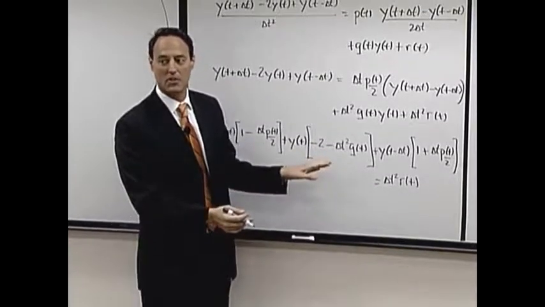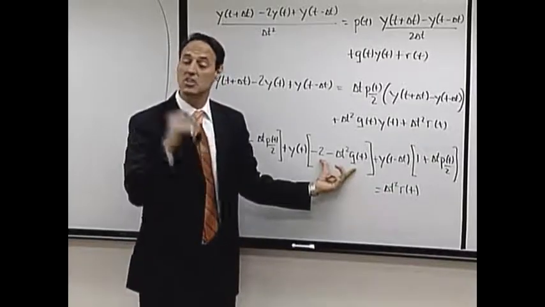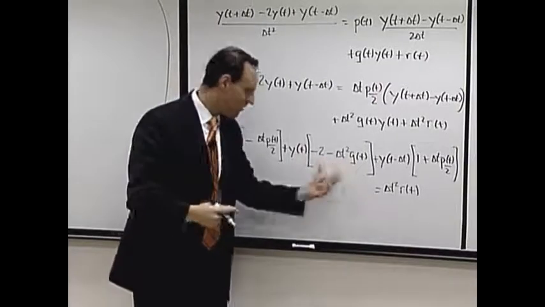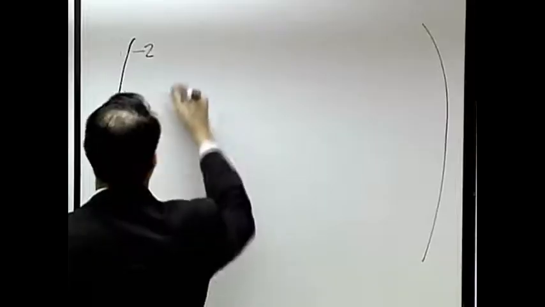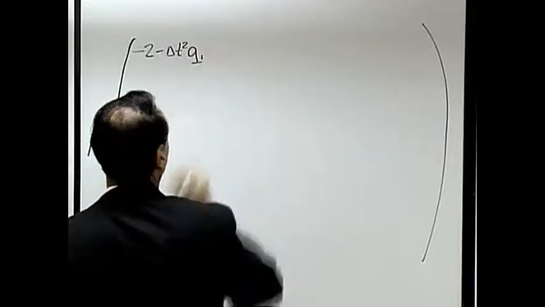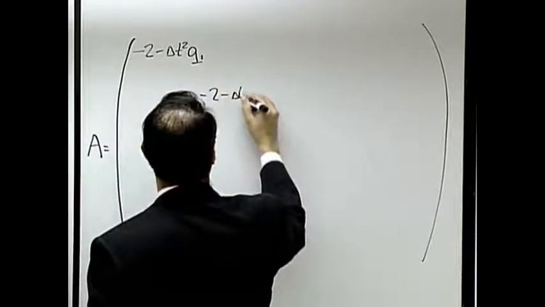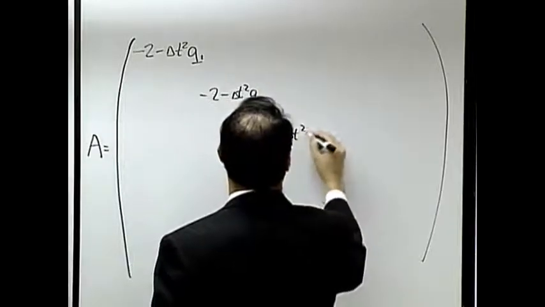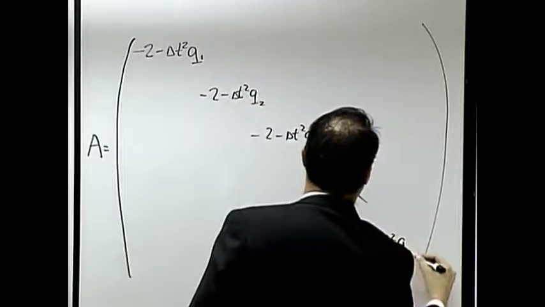All right, but we'll just go with this. -2. This is how much you care about yourself. It's how you interact with yourself. So this is the diagonal of that matrix. Y of n cares about y of n like this. So when you think about this thing being here, on your diagonal you have -2 minus delta t squared, and you evaluate this thing here at Q, let's call it Q1. And then the next diagonal, -2 minus delta t squared, Q2. -2 minus delta t squared, Q3, all the way down to -2 minus delta t squared, Q of n.